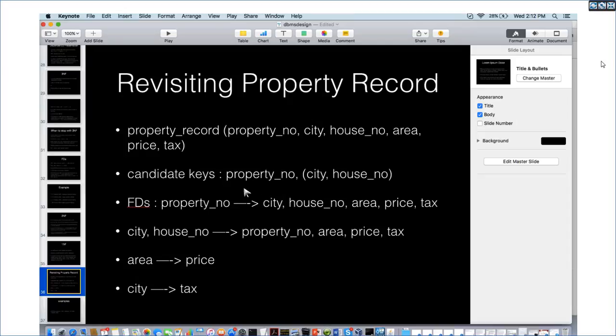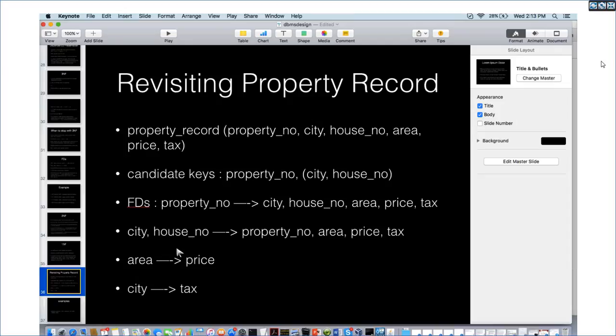What are the FDs now? Functional dependencies: the property number will uniquely identify the city, house number, area, price, and tax. Similarly, city and house number will also functionally determine the property number, area, price, and tax. So all the attributes are dependent on property number and on city plus house number.